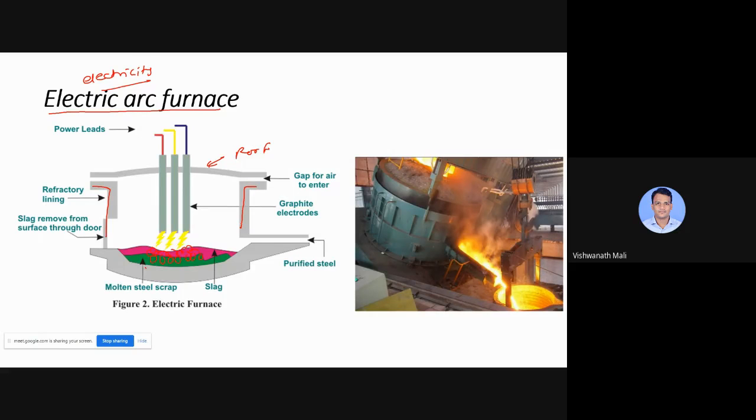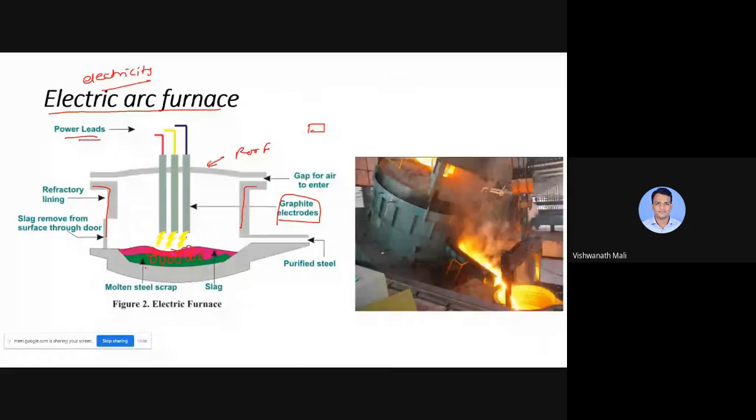We can see there's a refractory lining. So again, these are made with either fire bricks or crucibles, right? Now these are the electrodes, graphite electrodes. You can see here, these are the graphite electrodes, and to the graphite electrodes we supply the electricity.